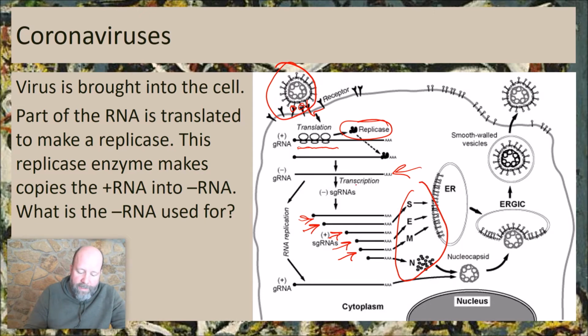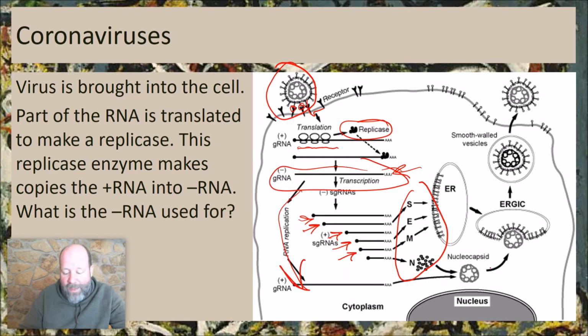We're also going to make copies of this using that. We're going to use that replicase again. We're going to turn this RNA minus into RNA plus, and that's the RNA we're going to put into our capsule again so that we can secrete this virus again and have it go and infect other cells.